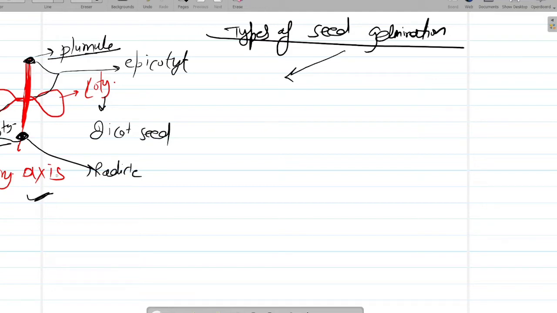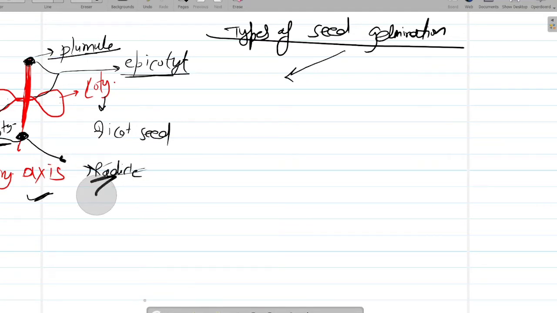I will repeat the basic structure of the seed because this is the basics. If you don't get it, then you will not get the germination of seed and types of seed germination. This is your embryonal axis and this is your cotyledon. It can be one or it can be two, depending on the category of your seed. This is the area of the radicle, the point where the root system of the plant will be generated, while this is the area of the plumule, the point where the shoot system of the plant will be generated. The area between plumule and cotyledon is called the epicotyl, while the area between radicle and cotyledon is called the hypocotyl. Now I'm going to erase it. You can take a screenshot if you want.